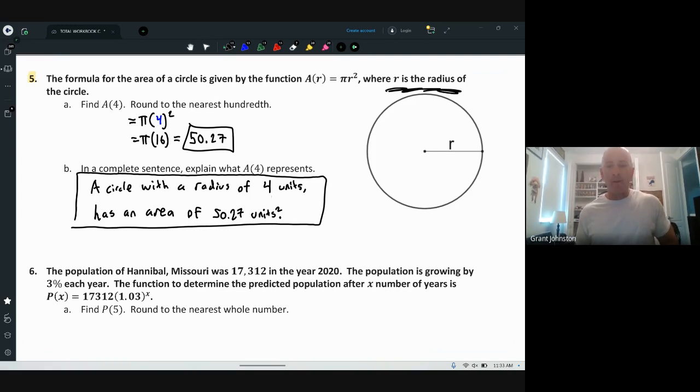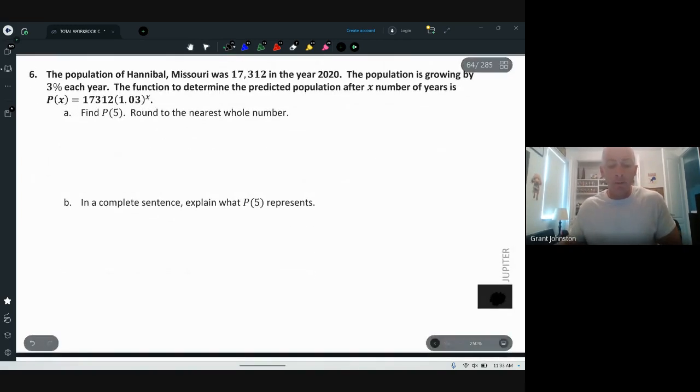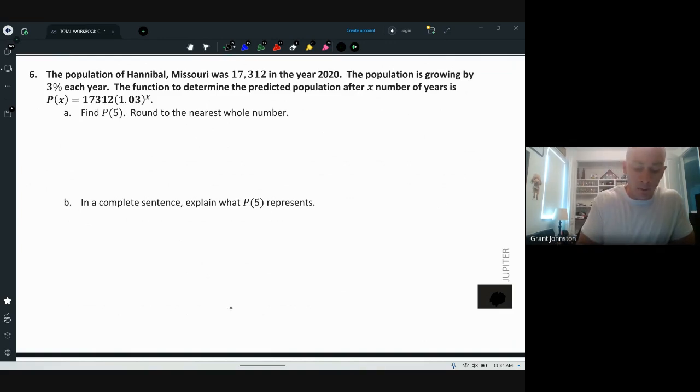Let me do 6 also. The population of Hannibal, Missouri was 17,312 in the year 2020. Population is growing by 3% each year. The function to determine the predicted population after X number of years is P of X equals 17,312 times 1.03 to the power of X. Okay, find P of 5. So that would be 17,312 times 1.03 to the power of 5. It says round to the nearest whole number.